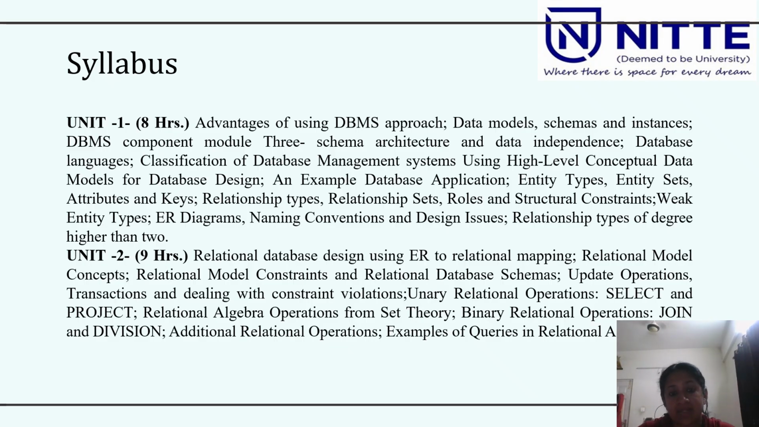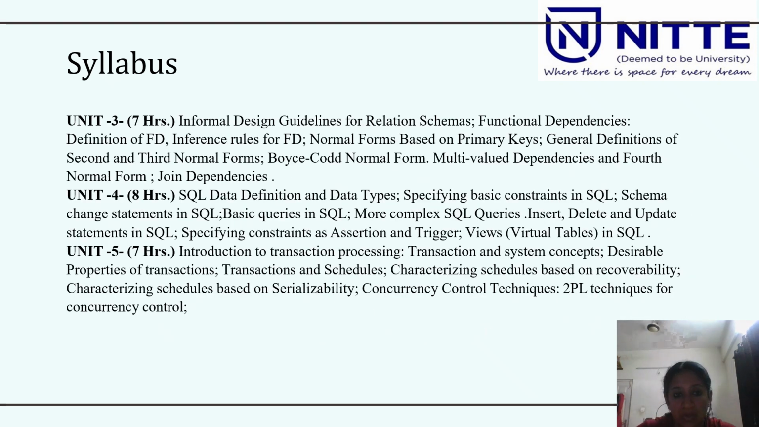Unit 2 will discuss relational database design, relational model concepts, the different constraints, different operations, unary operations, binary operations like selection, projection, division, join operations. Unit 3 covers informal design guidelines, normalization, functional dependencies, and different normal forms.